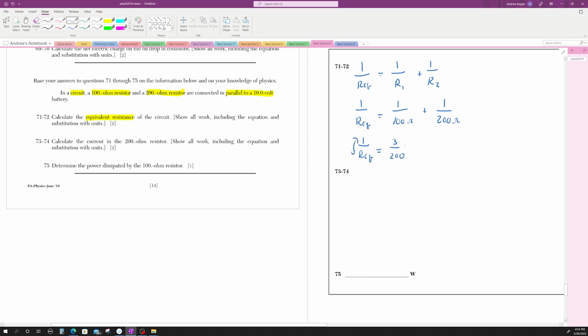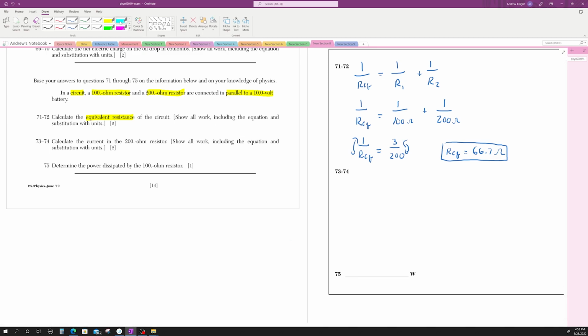Don't forget to take the inverse of your answer. You'll end up with Req being 66.7 ohms. A good way to check yourself so you don't wreck yourself is that the overall resistance of a parallel circuit is always less than the smallest resistor. And yes, the smallest resistor is 100. I'm under 100. Oh yeah.